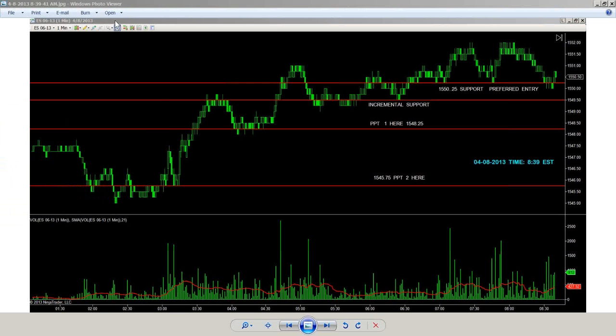Okay, this is the screenshot that was taken of the setup that I sent to several traders this morning, laying out the levels here at 1550.25, the incremental support, price profit target 1 at a minimum in case the market turns back around again, 1548.25, and the ultimate price profit target here at 1545.75. The time of that broadcast with this screenshot out to my people was at 8:39 a.m. Eastern Standard Time. So we're locked in to actual proof here, so there's no doubt about this trade and exactly where we were at the time when we decided to enter.